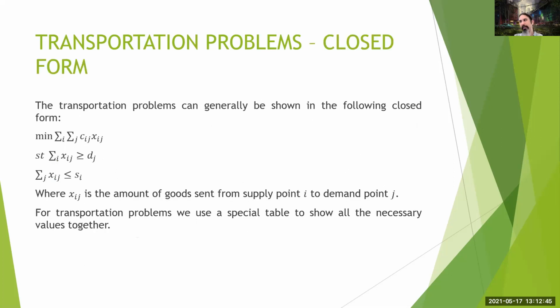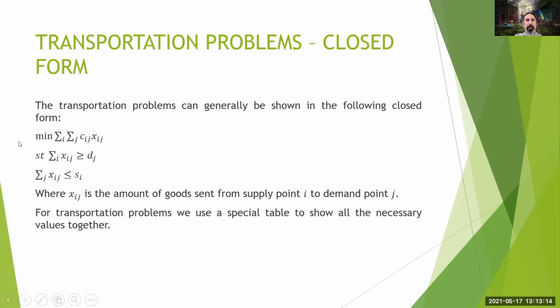So this is the basic model where we can see, as I said before, the unit transportation cost times the number of units we are sending from point I to point J, and Xij is the variable, and the sum of Xij over I should be greater than or equal to Dj, which is the demand at point J, and the sum over J should be less than or equal to Si, which is the supply of point I. So this is our basic transportation problem model.